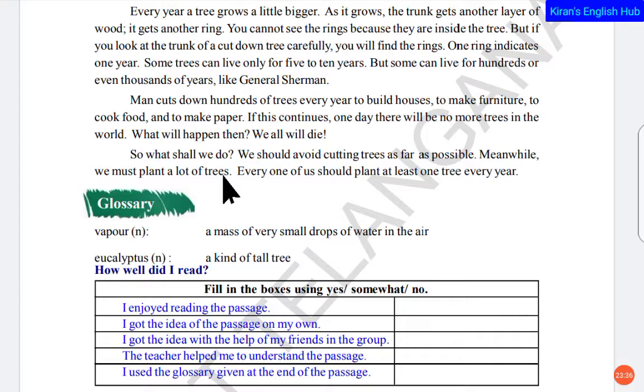Okay, they plant a number of trees. There has been an increase in the hectares of land that is being deforested. So students are the future generations, pillars of the future generation. You have to come forward to make some innovative ways to plant more trees. Every one of us should plant at least one tree a year.